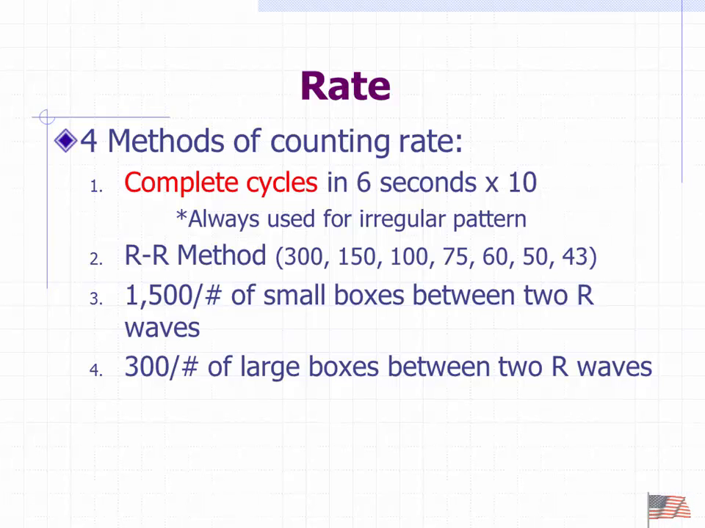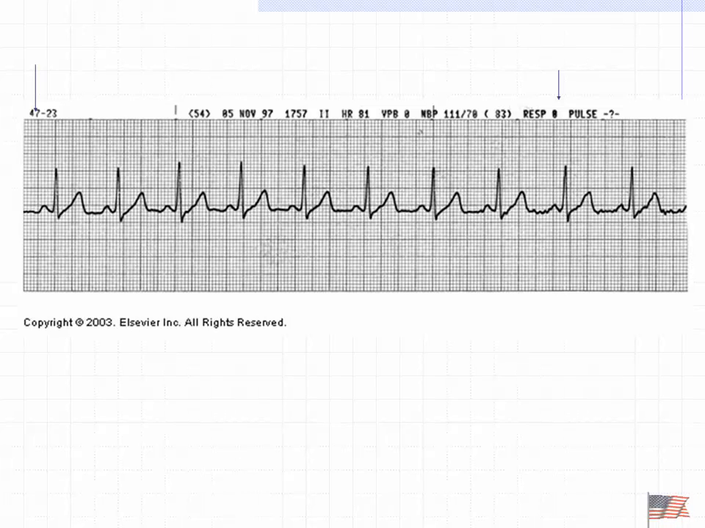First, these should be inverted, actually. Count the number of large boxes between 2 R waves and divide that number into 300, or count the number of small boxes and divide that into 1,500. So let's go. Any of them you want.